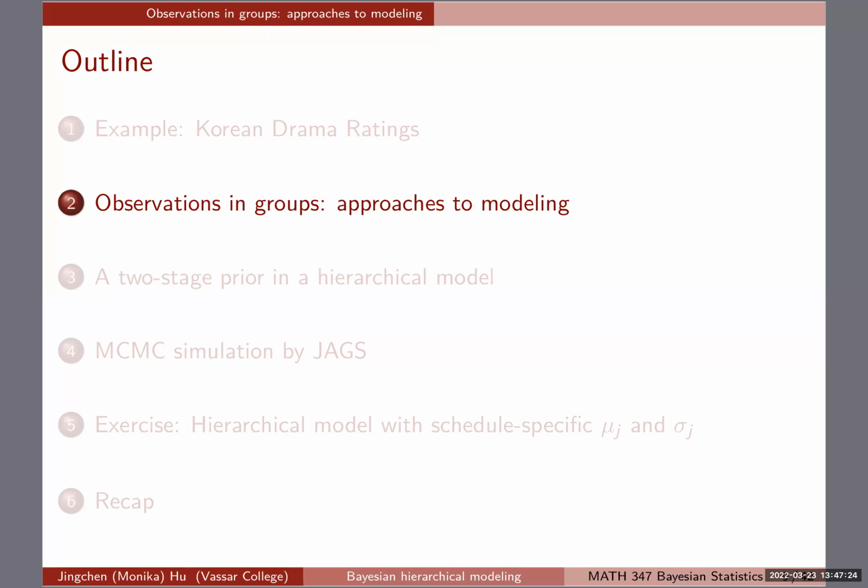Okay, so the second topic here is let's talk a little bit more about observations in groups and how to take different approaches to modeling this kind of data structure. And the Korean drama ratings example that we saw earlier is an example of observations in groups. I show you a specific case of only the KBS drama, and even within the KBS dramas themselves, you can see the 4 different schedules. So we have ratings of dramas that are classified or grouped based on their scheduling.